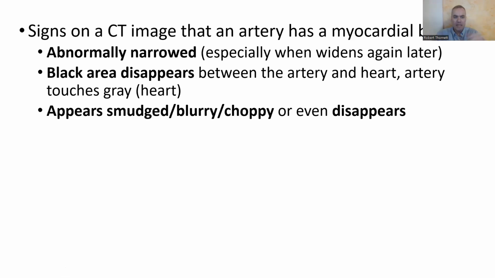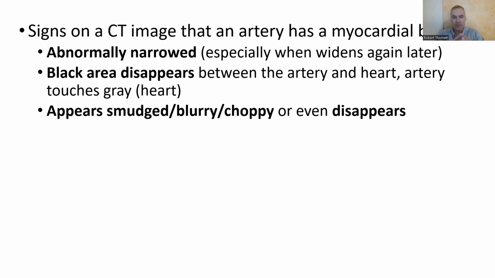So that's the second telltale sign. You have abnormally narrowed and suddenly narrowed arteries, which often then suddenly widen again later. The black buffer of fat between the artery and the heart will disappear and often reappear later. And the artery will go into the gray heart.